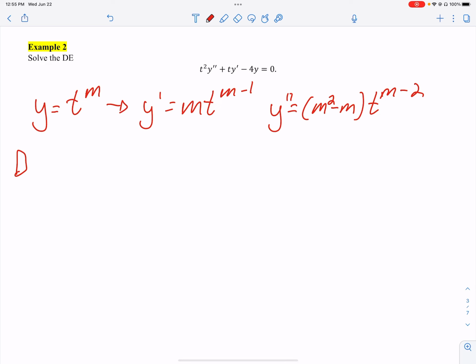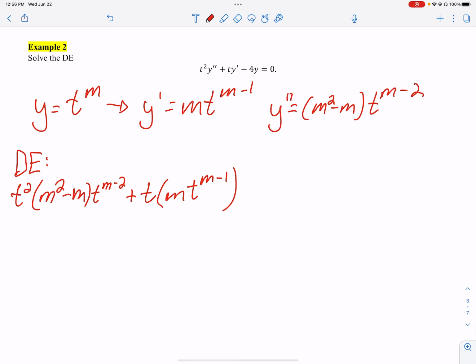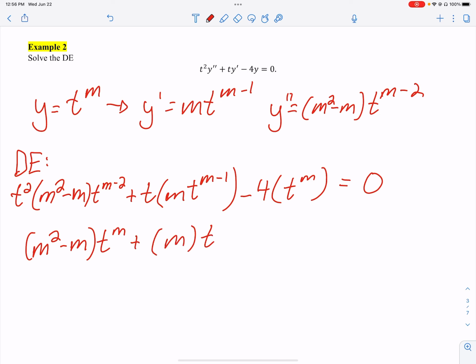Now I replace, so the DE: I got t squared times my double derivative, so m squared minus m times t to the m minus 2, plus t times y prime, m times t to the m minus 1, and then minus 4 times t to the m. That equals 0. All right, m squared minus m, I multiply my t's together, I get t to the m. I want that to happen. Here, I got an m, I multiply my t's together, I got t to the m. Then I'm going to put minus 4 in parentheses and then t to the m. This feels silly.